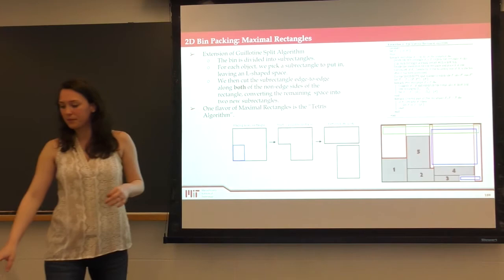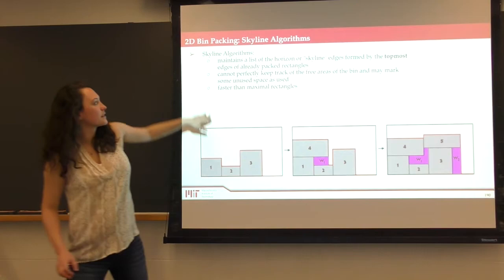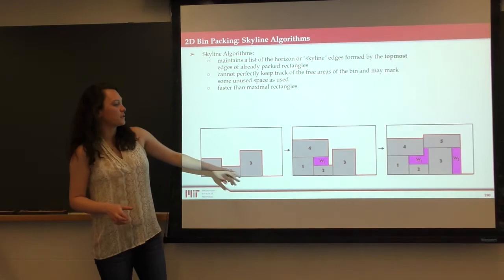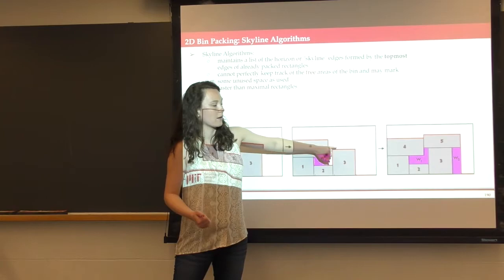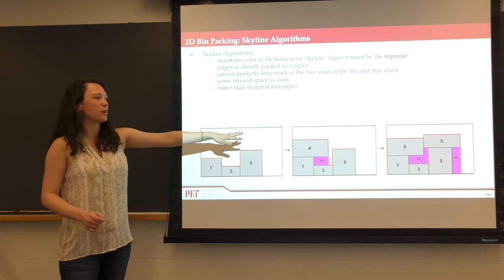And then there's also the skyline algorithm, where it maintains a list of the edge space, but it can't perfectly keep track of the free areas. So you can see here that there is some wasted space. Instead of dividing the bin into leftover rectangles, it just keeps track of the remaining area via the skyline of it. So it's a bit faster than maximal rectangles, but you will have a little bit more wasted space.